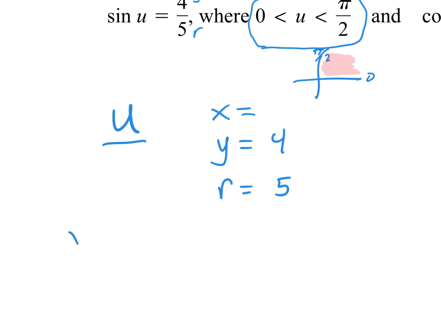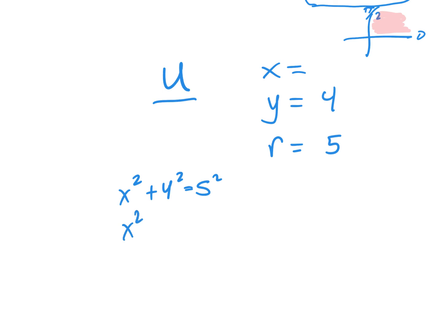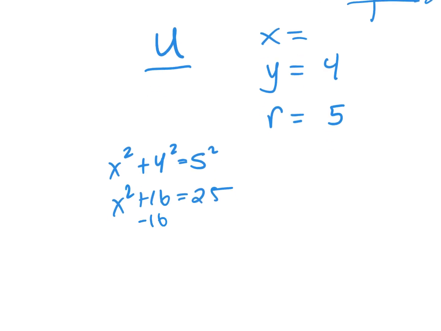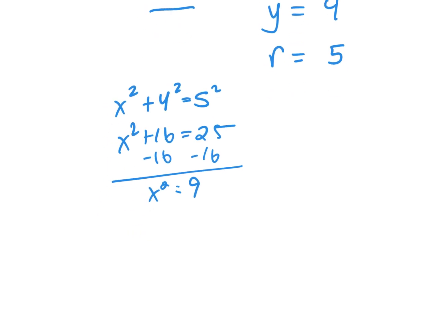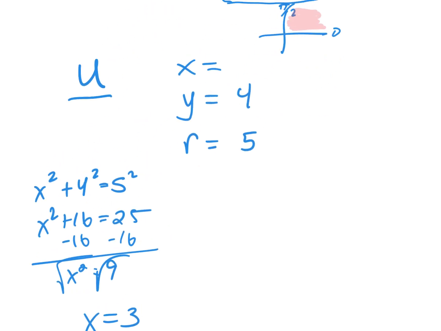So I don't really have to worry that much. I'm going to say, okay, X squared plus 4 squared equals 5 squared. Agreed? Okay. So I have X squared plus 16 equals 25. Minus 16 from both sides. X squared is what? 9. Take the square root, so X equals what? 3. Okay, so I know that the X, Y, and R for my U triangle are 3, 4, 5.